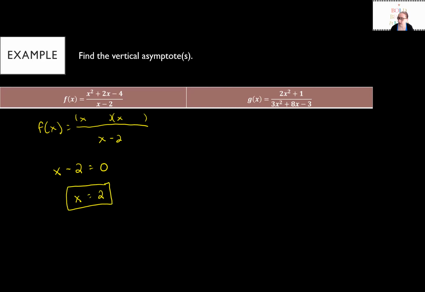Okay, now on the right here, we've got this 3x squared plus 8x minus 3 in the denominator. So if we factor, it's not going to cancel out with the 2x squared plus 1, but we have to factor anyway, because we're going to have to factor to set it equal to 0. So I'm going to just try to factor. So the 2x squared plus 1 doesn't factor, so I can leave that. But we're going to try to factor our denominator.